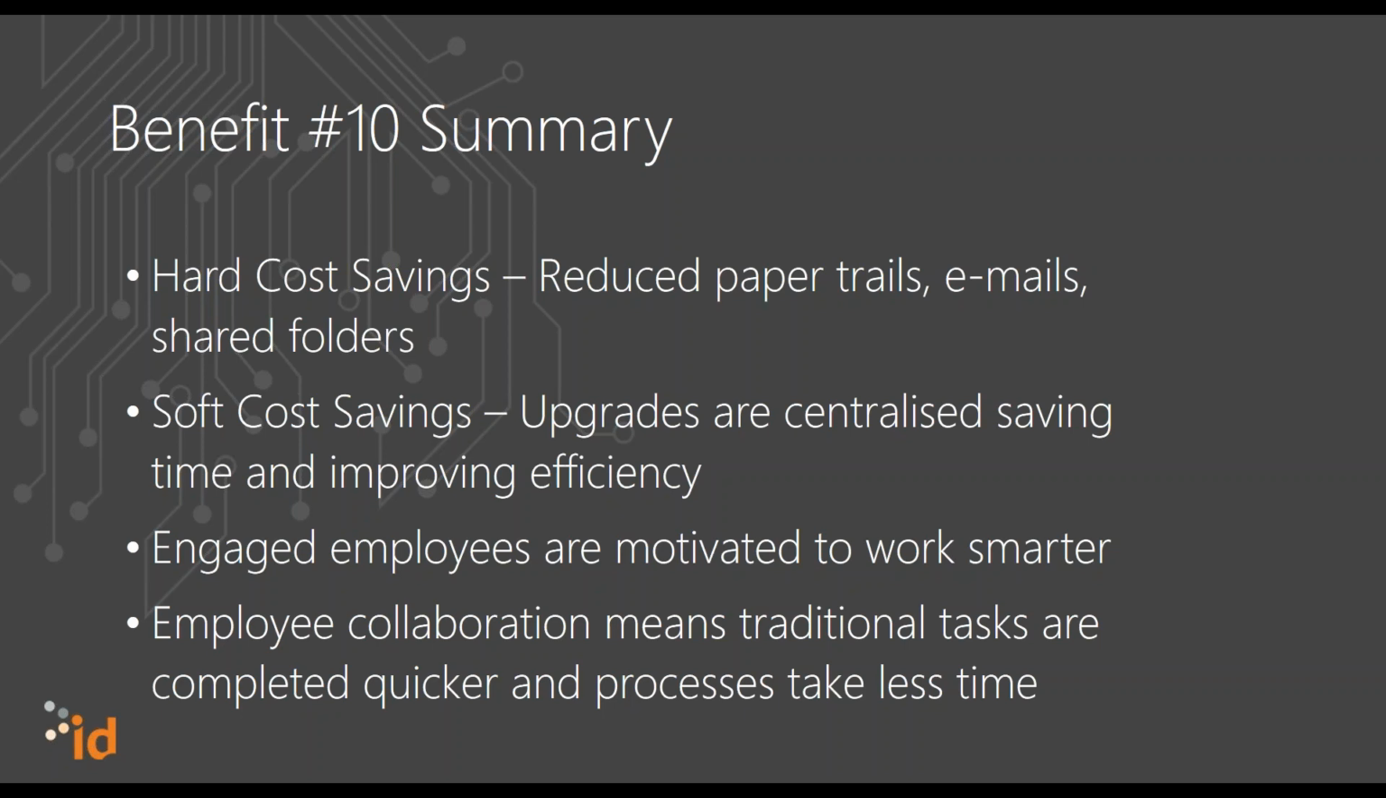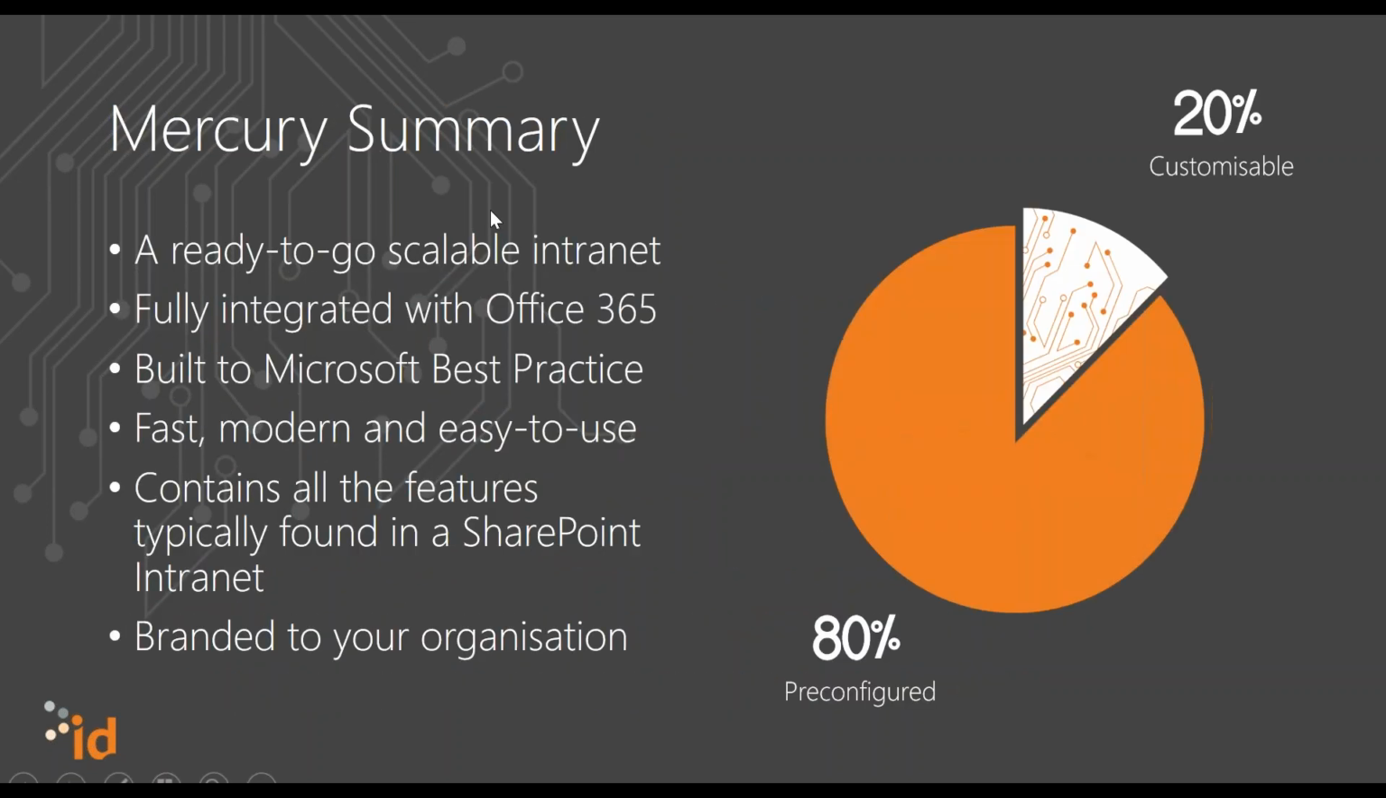Employee collaboration means that traditional tasks which would take a lot longer time are completed much quicker and processes take much less time. So to give you a summary of Mercury, it's a ready-to-go scalable intranet. It's fully integrated with Office 365 and SharePoint, as you saw. It's built to Microsoft best practice, as we're a Microsoft partner. It's fast, modern, and easy to use, and it contains all the features that you'll typically find in a SharePoint intranet. We say it contains 80% of the features out of the box, and it's 20% customizable.